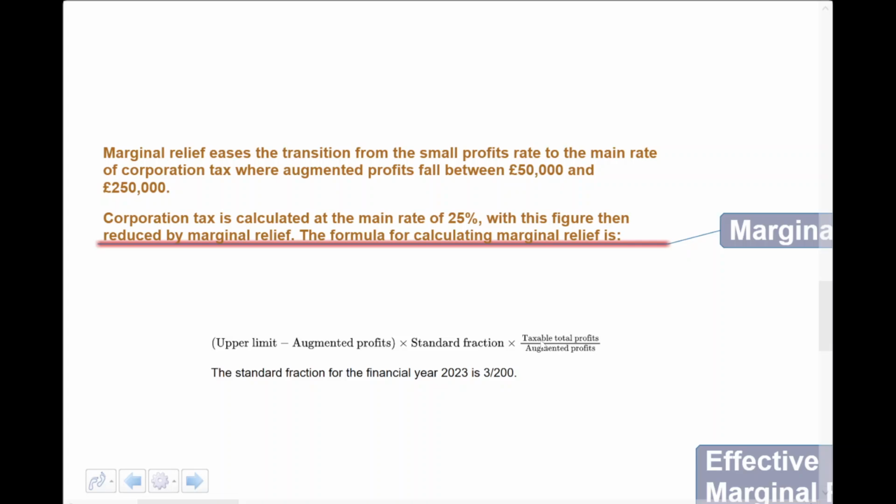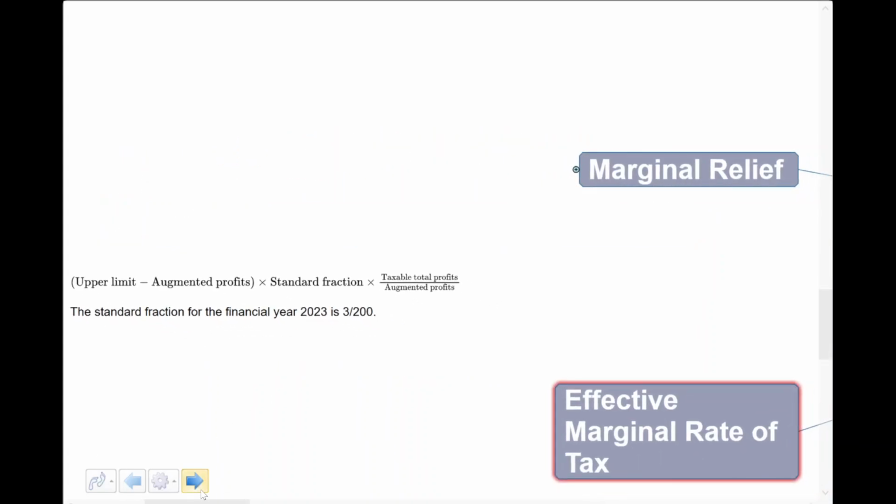So we're really saying that when we do this exercise of looking at a CT comp and we see a company where the limits haven't changed, 50 to 250, and they've got taxable total profits, or let's say augmented profits, of 150,000, we know that they're a marginal relief company. So basically, we apply 25% and then deduct this amount. That's all we do. Again, it gets easier when we do questions.